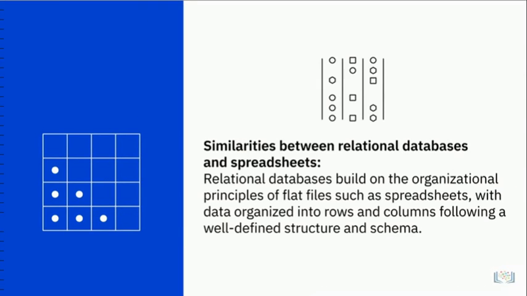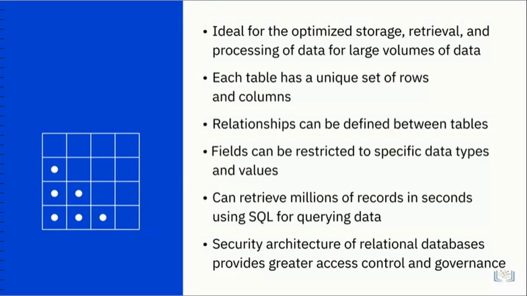Relational databases build on the organizational principles of flat files such as spreadsheets, with data organized into rows and columns following a well-defined structure and schema. But this is where the similarity ends. Relational databases by design are ideal for optimized storage, retrieval and processing of large volumes of data, unlike spreadsheets that have a limited number of rows and columns. Each table in a relational database has a unique set of rows and columns, and relationships can be defined between tables, which minimizes data redundancy.